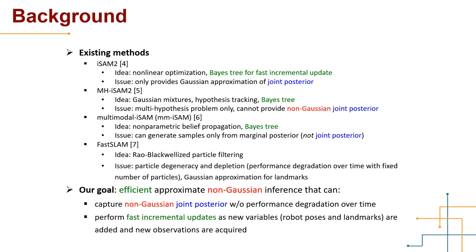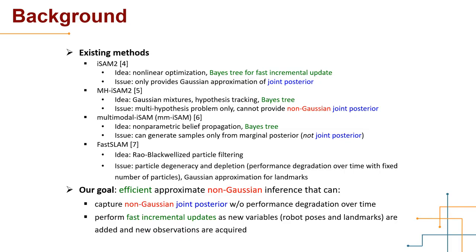MH-iSAM2 is a recent extension of iSAM2. It uses Gaussian mixtures to model ambiguous data association or loop closure. Less likely modes will be pruned in subsequent computation. The algorithm is restricted to multi-hypothesis problems, and it cannot provide non-Gaussian joint posterior.